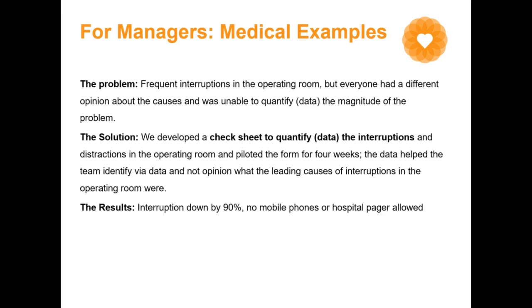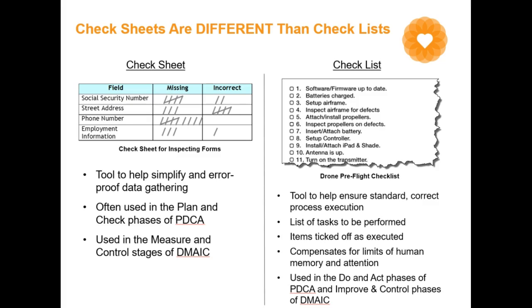On the board, you can see a medical example. This is a true example of issues that were happening in an operating room, and it came to find out that if people just turned off their phones, which seems like common sense, all of a sudden interruptions went down by 90%. But a check sheet is different than a checklist. A checklist is something that's done pre-flight, like a pilot before he takes off. A pilot will go through a pre-flight checklist.